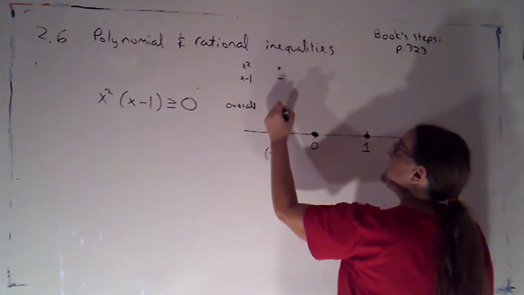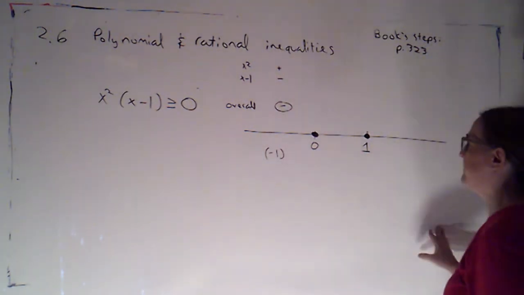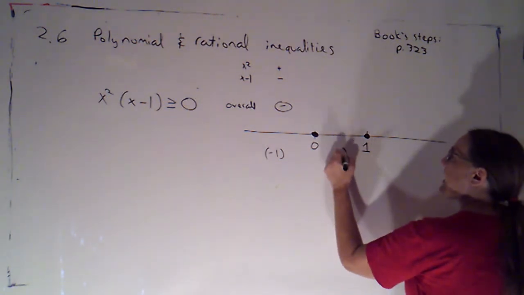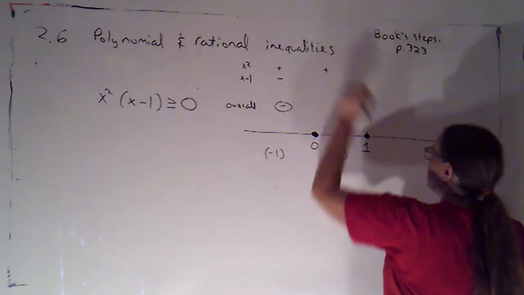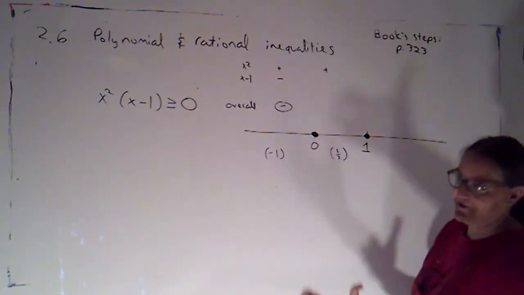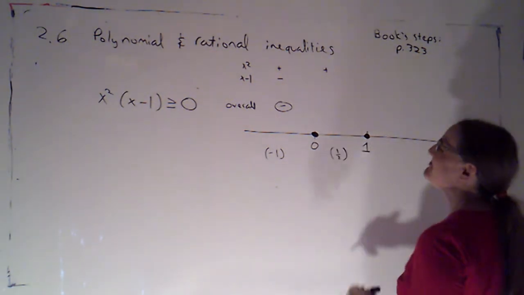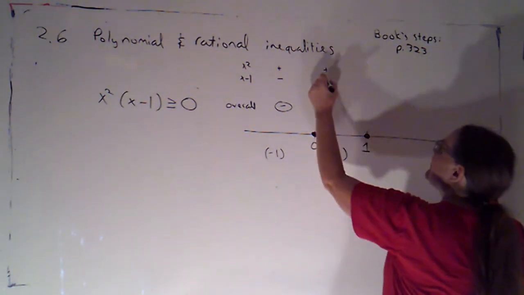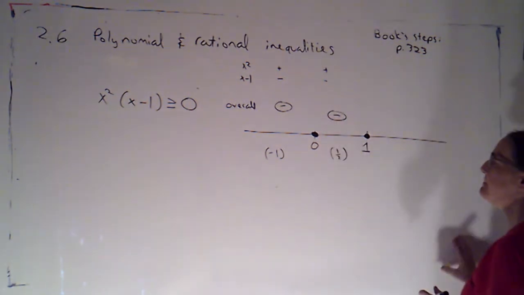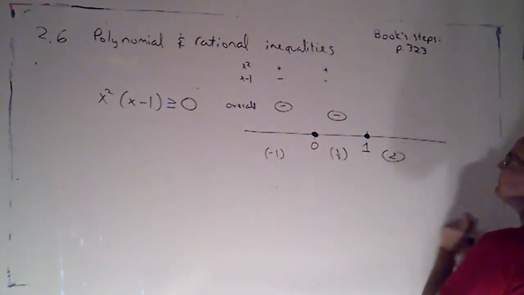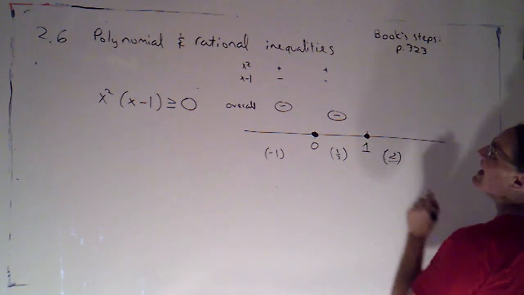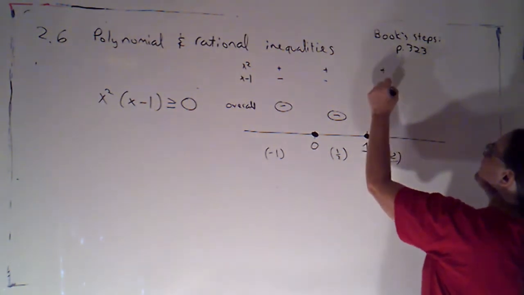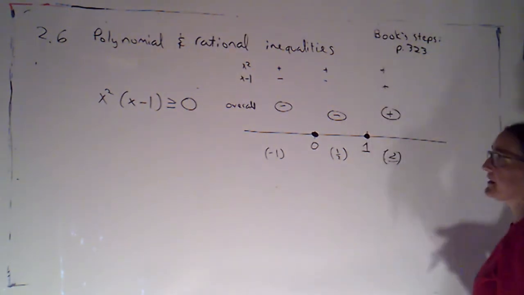-1 minus 1 would be negative, and so that's negative. Between 0 and 1, I could try a half. Of course, anything squared is positive, except for 0, and that's only going to happen here. And then 1/2 minus 1 would be negative, so we're negative here. To the right of 1, I could try 2. 2 squared is positive, 2 minus 1 is positive, and so we're positive.